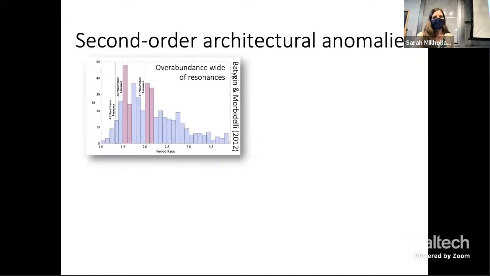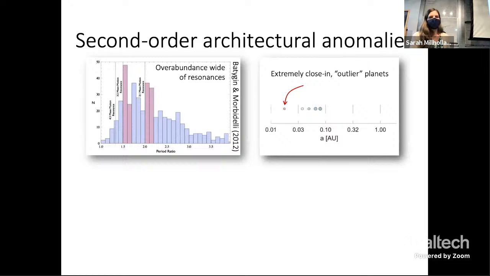One is that if we look at the period ratios of adjacent planets found in the same multi-transiting system, we see that this distribution is fairly smooth overall, but there does appear to be an overabundance of the 3:2 and 2:1 period ratios, which are the first order mean motion resonances. Another example of an architectural anomaly is that in these multi-transiting systems, we often see an extremely close-in outlier planet that appears to be pulled off from the innermost edge of an otherwise fairly uniformly spaced system.